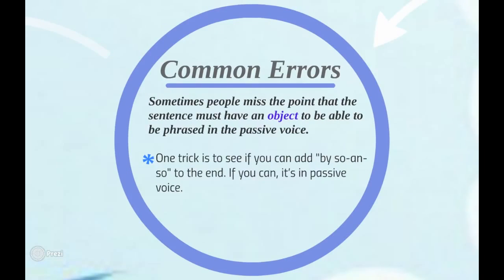Here are some common errors when using passive voice. Sometimes people miss the point that the sentence must have an object to be able to be phrased in the passive voice. One trick is to see if you can add by so-and-so to the end of the sentence. If you can, it's in passive voice.